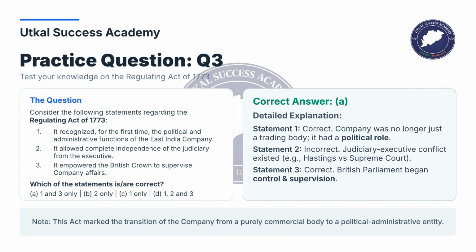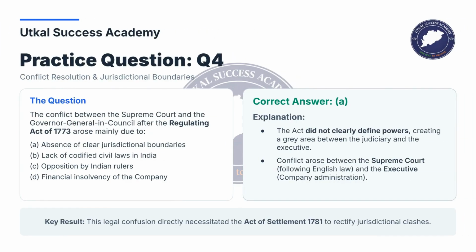Question 3 explores the political and administrative shifts. Statements 1 and 3 are correct, indicating the political role of the company and Crown supervision, which corresponds to option A. Statement 2 is incorrect, as judiciary-executive conflict existed. The fourth question addresses the conflict between the Supreme Court and the Governor-General in Council. The conflict arose mainly due to the absence of clear jurisdictional boundaries. This confusion necessitated the Act of Settlement of 1781.